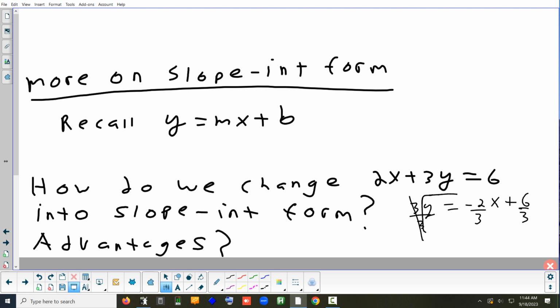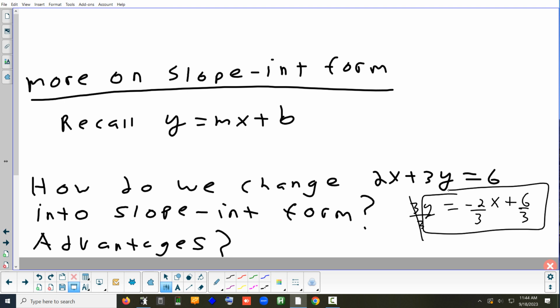And there you go. And you could fix that up a little bit. You could do 6 divided by 3 and put 2. But why would you want to do that? What's the advantage to getting y by itself? What would it make it easier to do now?